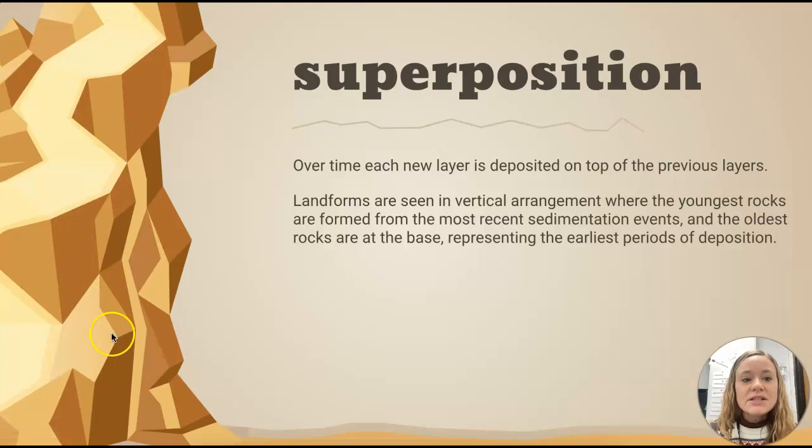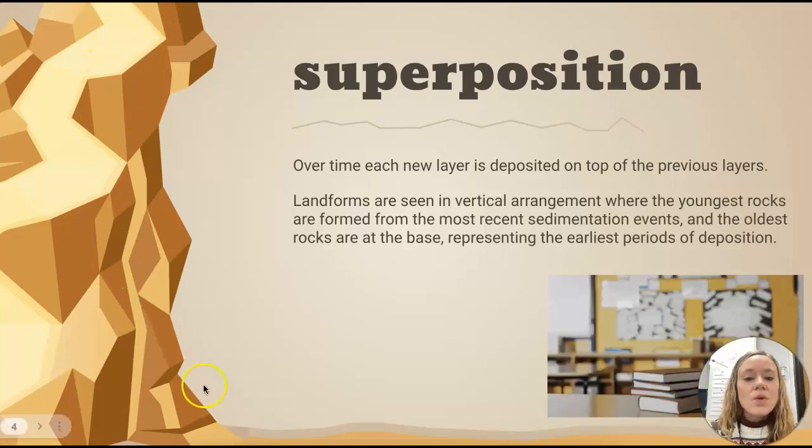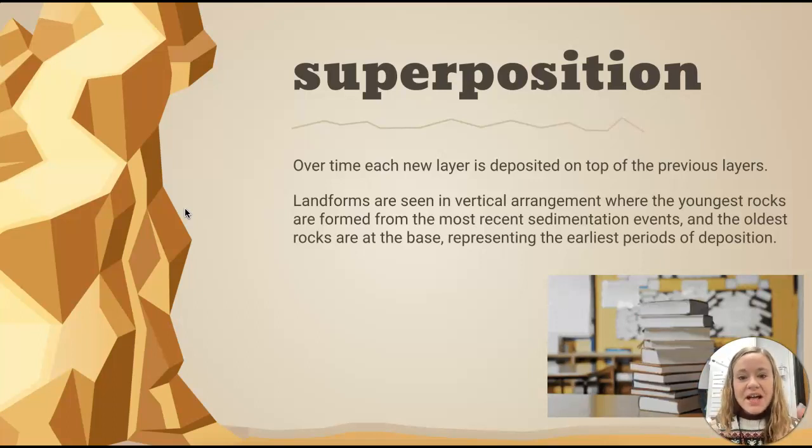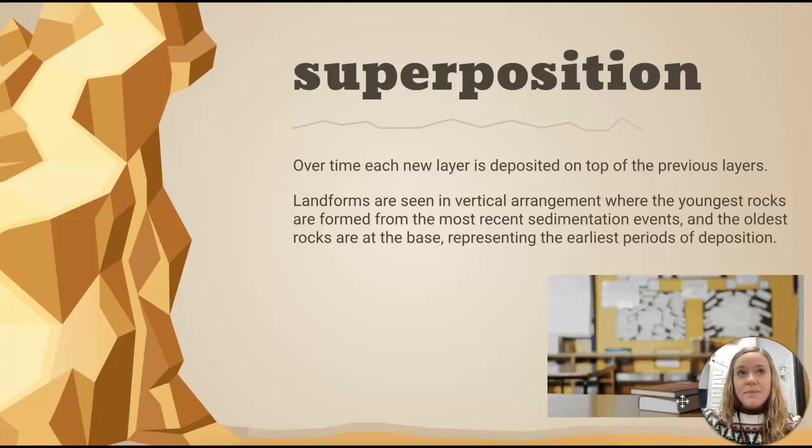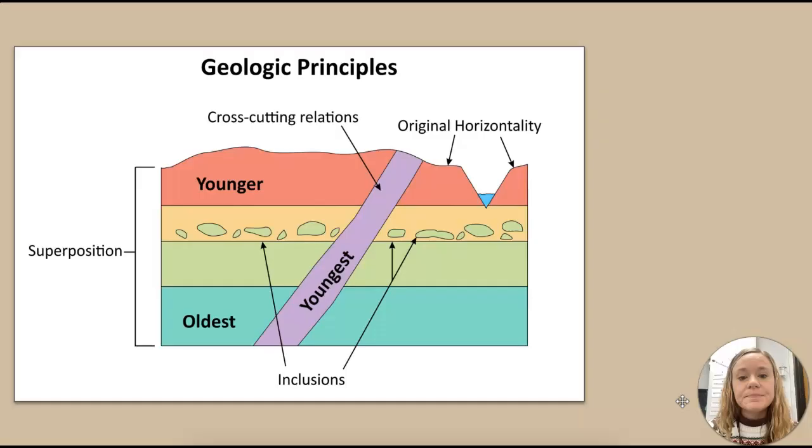And our landforms are seen as vertical when the oldest rocks are formed with the most recent sedimentary events, so the sedimentation comes and creates a new event, and the oldest rocks become the base. So if we think about this pile of books here, as I stack up my pile of books, the oldest ones end up on the bottom, and my newest ones end up on the top. The books are laying flat horizontally, but my stack is getting taller vertically.